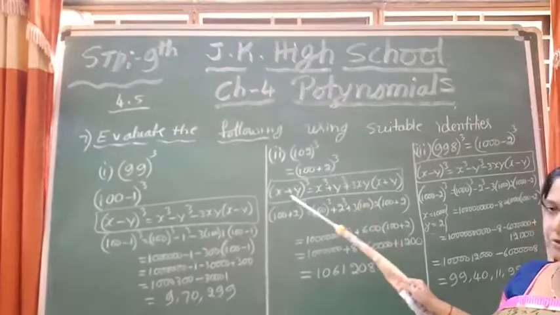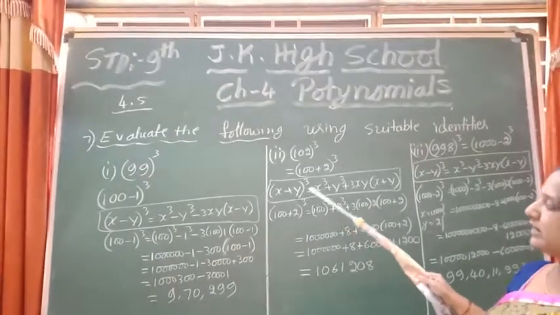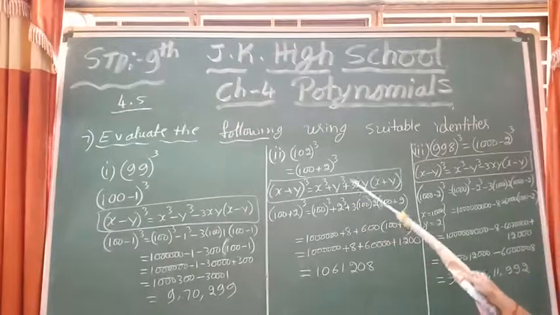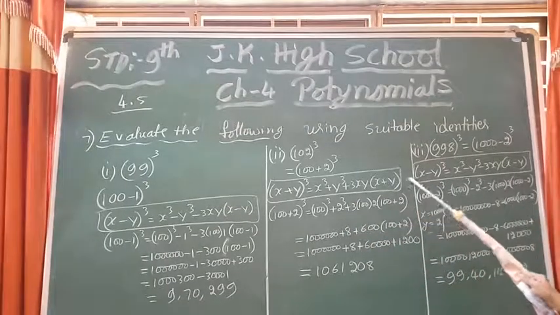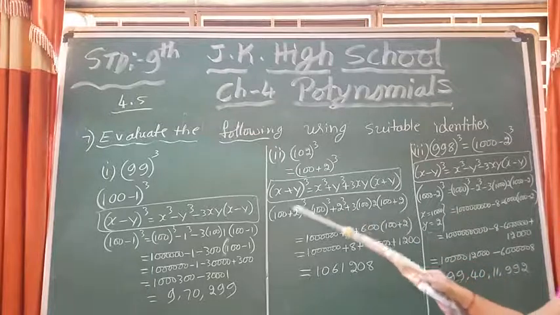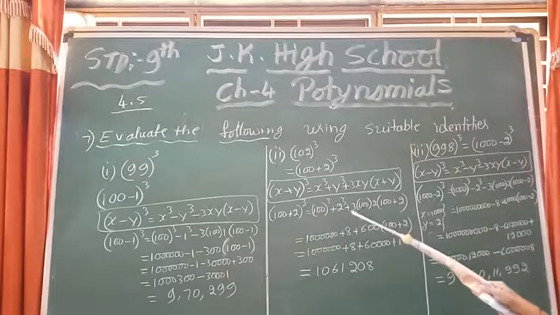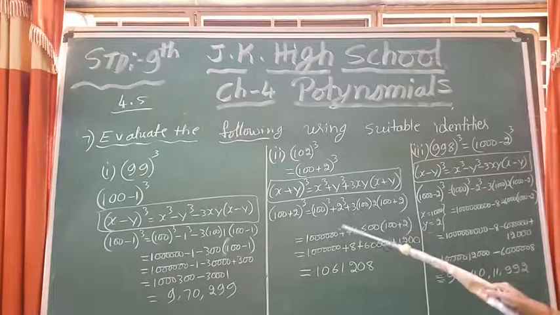Plus is there, so you have to use this plus identity: (x plus y) whole cube is equal to x cube plus y cube plus 3xy into (x plus y). And substitute the values. In place of x, 100 should come and in place of y, 2 should come. You substitute and simplify now.